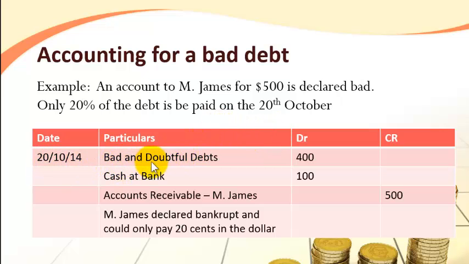On the date, we've incurred the debt. So let's just do some calculation here. $500 was outstanding. We received 20% of that. So 20% of 500 is 100. So we received the 100, and the remainder, which is 400, we then have to classify as bad debt, and that is an expense to the business. And the original debt to M. James of $500 obviously doesn't exist. We're never going to get it. Therefore, we must credit the accounts receivable control account, M. James.